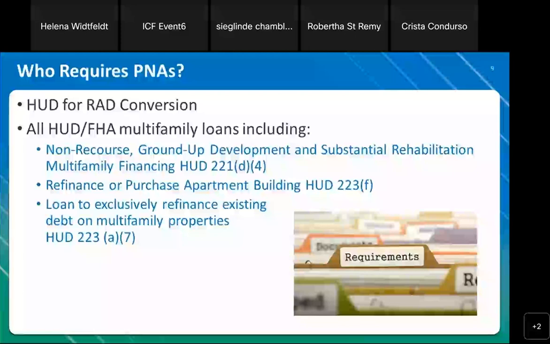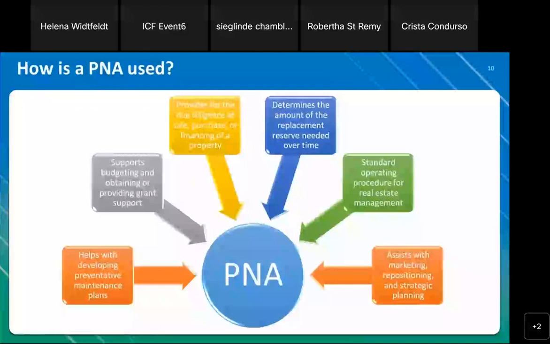So take a moment to become familiar with those. But as I said, regarding the physical needs assessment, the lender wants to ensure that you have a viable property. That's the whole point of this particular requirement for a physical needs assessment. Next slide, please.